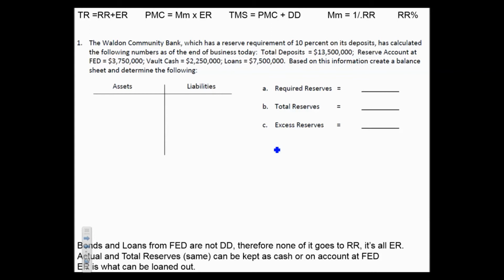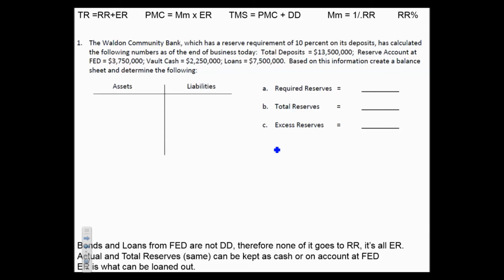Okay? So it says here the Walden Community Bank has a reserve requirement of 10% on its deposits. It has calculated the following numbers as of the end of business today. So it has total deposits of $13.5 million, a reserve account at the Fed of $3.75 million, vault cash of $2.25 million, loans of $7.5 million. This is kind of like what we did a while ago, right? Okay. Yes, ma'am. Those numbers are calculated without the 10% already, right? It's just lumping all the cash into one pile, and so we don't worry about the 10% yet. Okay? We'll do that, though.